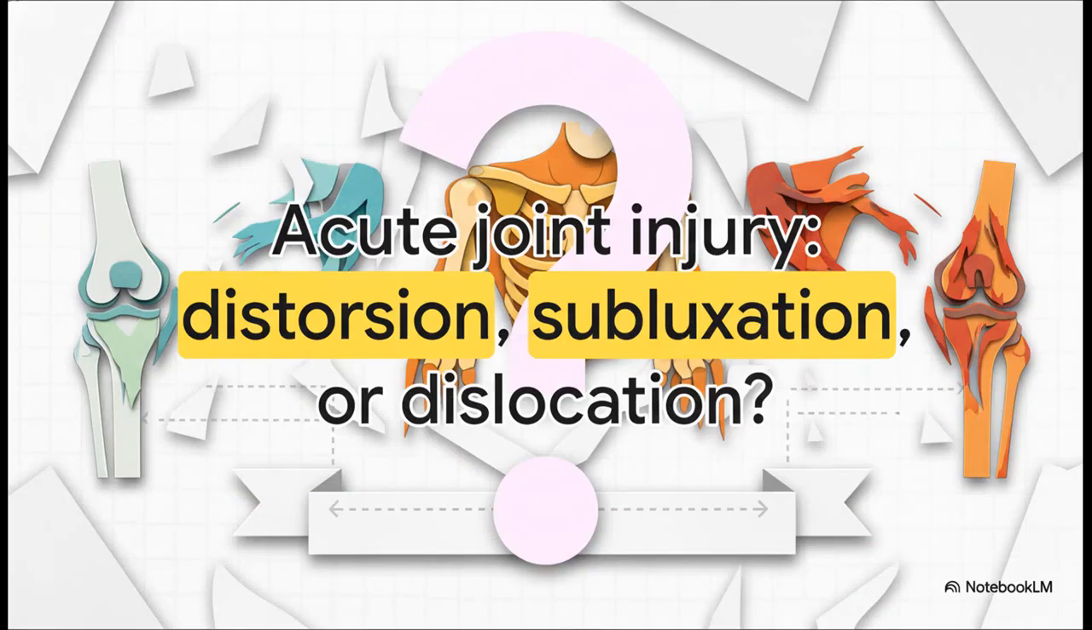Okay, so let's set the scene. A patient comes in with an acute joint injury. Now, you have to figure out what you're dealing with. Is it a distortion, a subluxation, or a full-blown dislocation? Getting this right from the get-go is absolutely fundamental because it changes everything about how you're going to manage that patient.